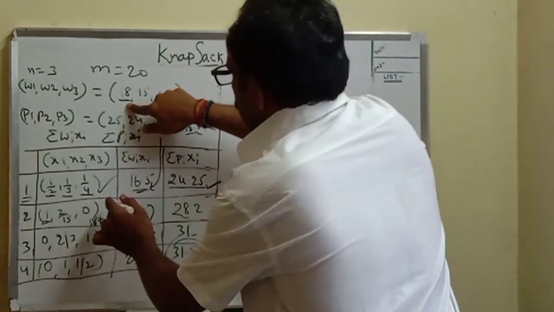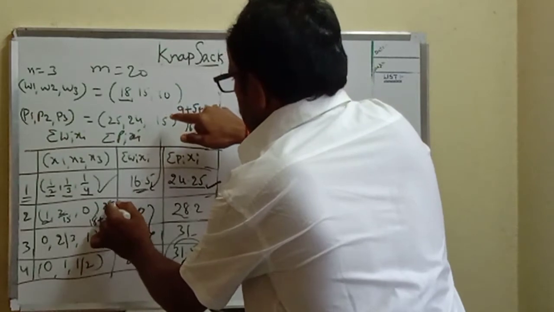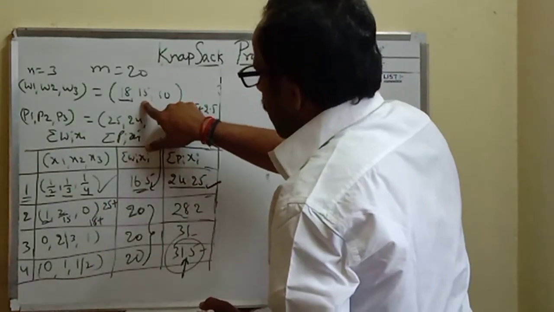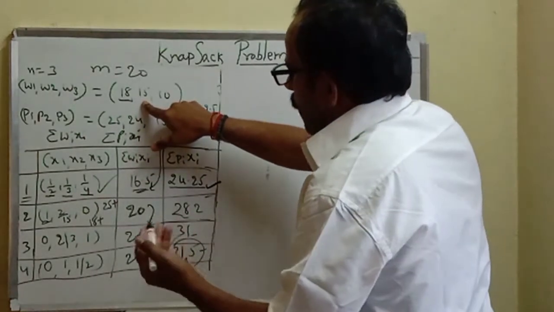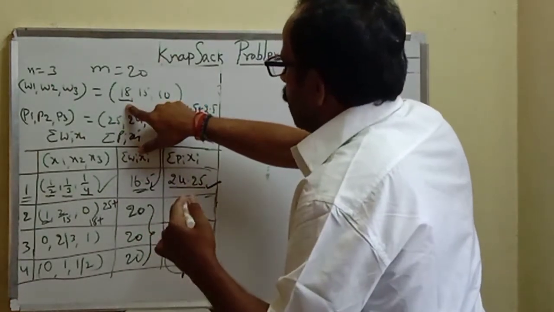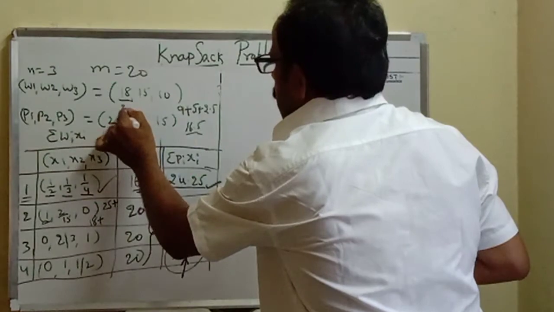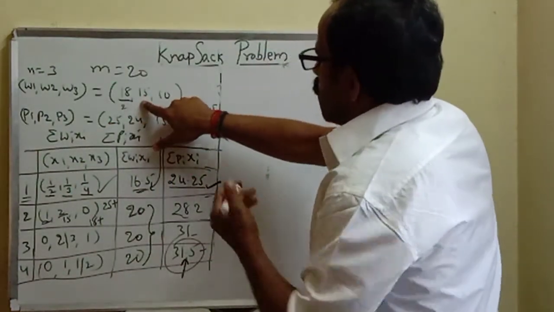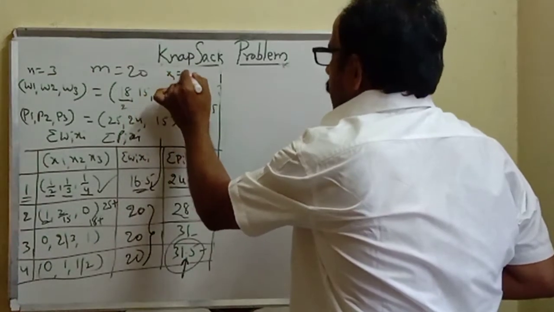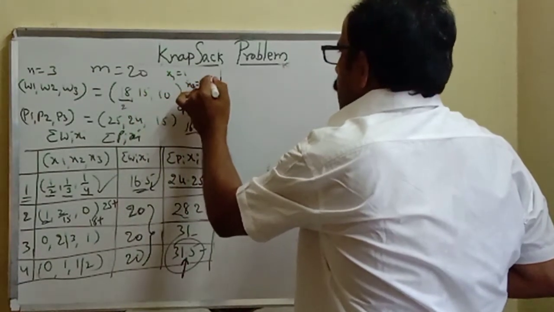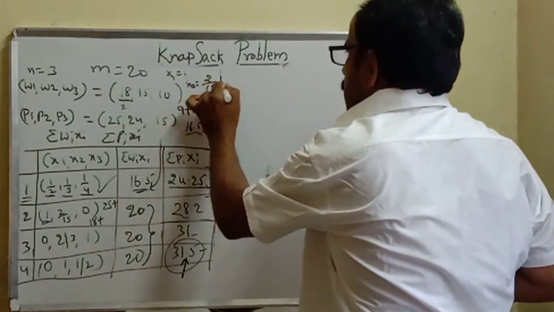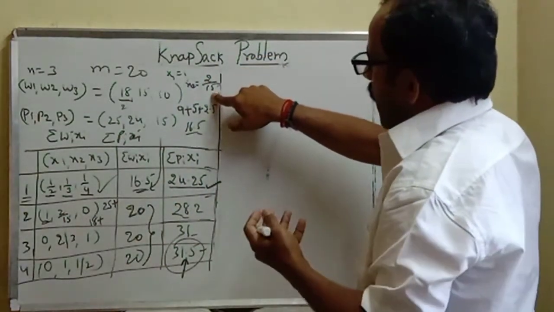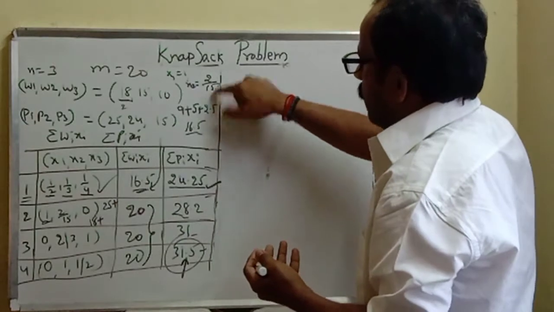How much profit do we get? 25 units profit. The weight consumed is 18 units. Then the second item: how much remaining weight? 18 units are already used, so only 2 units remain. We are going to extract 2 units from 15. So what is the solution? X1 equal to 1. What is X2? Only 2 units remain out of 15, so we extract 2 units from 15. I have already told you how to construct the solution for the item.